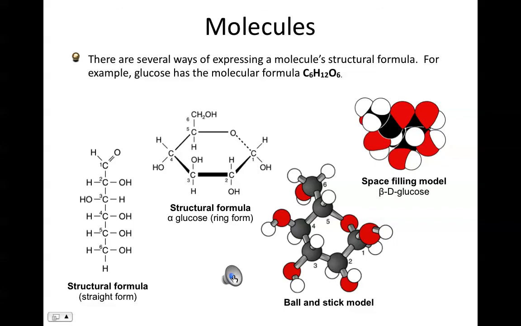Here are some examples of other kinds of chemical or structural models. We can have what are called essentially carbon skeleton, or ball and stick, or space filling. There's all types of ways that scientists use drawings or illustrations to describe how a molecule is arranged and how it fills up the space which it occupies.